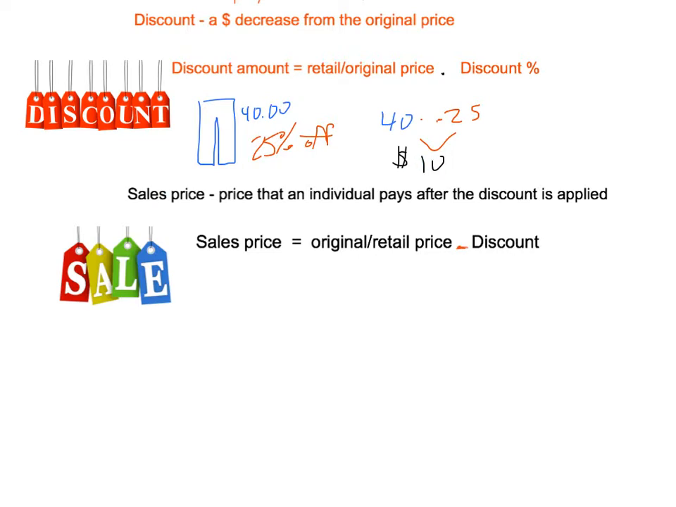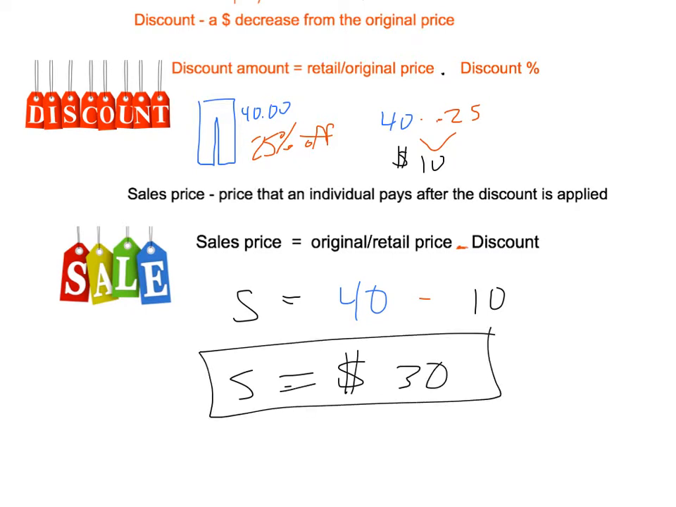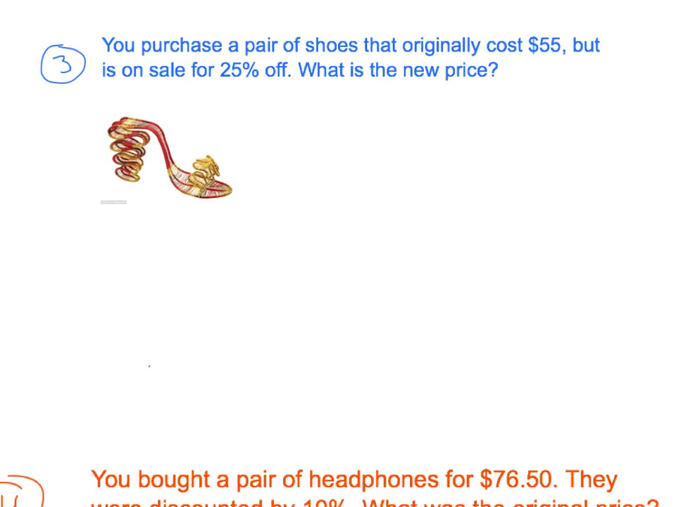So the sales price is the price that an individual pays after the discount's applied. So let's use the same situation here. What's the sales price? Well, in this case, we're going to take the original retail price of those jeans, which was $40, minus the discount, which we just calculated as 10. 40 minus 10, of course, is going to get you $30. That's the sales price of those jeans. Alright, so why don't you pause the video and try this, and let's see how you do.